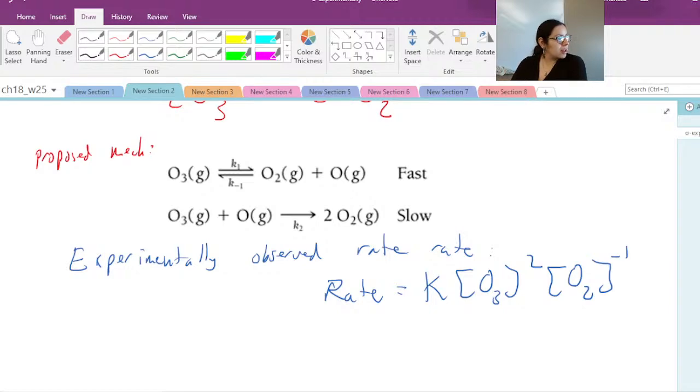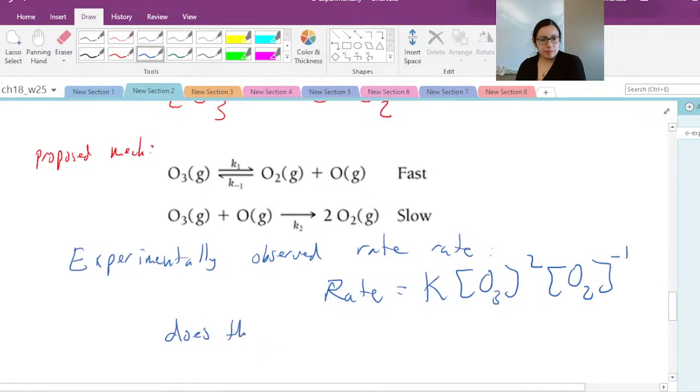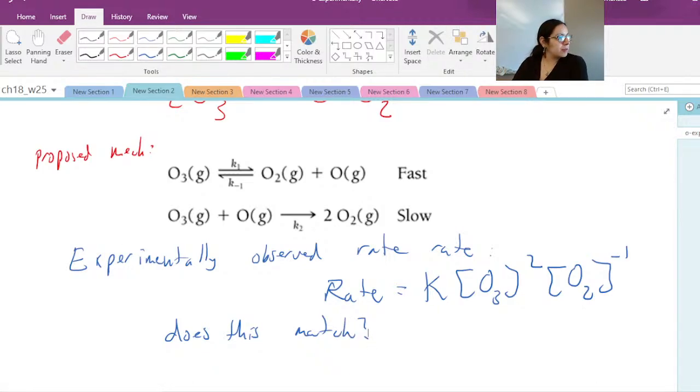And so then the question is, does this match? So try it for a few minutes. Kind of what do you have to do? How do you write the different rate laws, right, for each step? And then how do you express any intermediates as a reactant? So that's what we're, again, asking.